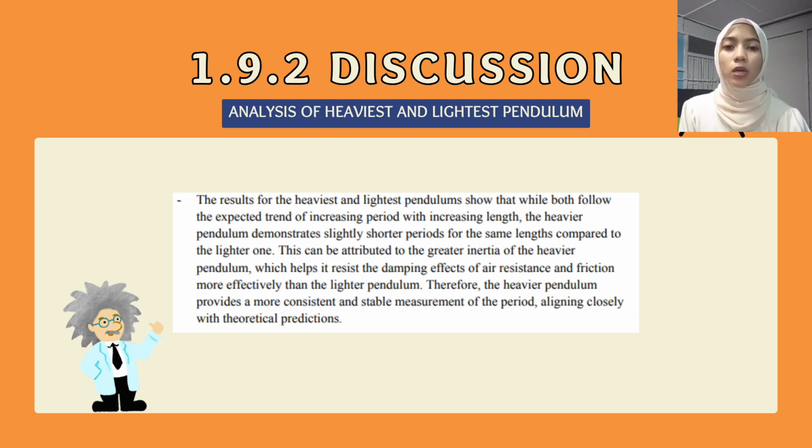Next discussion, in our analysis of the heaviest and lightest pendulum, the trend of increasing period, both pendulums show that the period increased with length. For the heavier versus lighter pendulum, the heavier pendulum has a slightly shorter period for the same length, thanks to its greater inertia, reducing the damping effect from air resistance and friction. For the consistency with theory, the heavier pendulum's measurement aligns more closely with theoretical prediction, providing more consistent and stable results. This insight underlines the impact of mass and damping effect and the accuracy of the theoretical model.